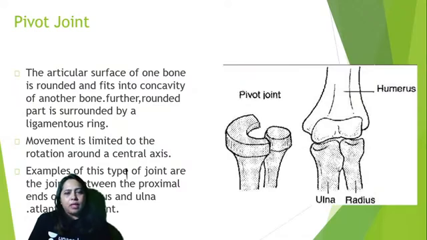Pronation is facing the palm downwards, like "prone". So you remember the prone for pronation. Supination is facing the palm upwards towards the sun. That is supination. So now here you have movement that is limited to the rotation around the central axis.